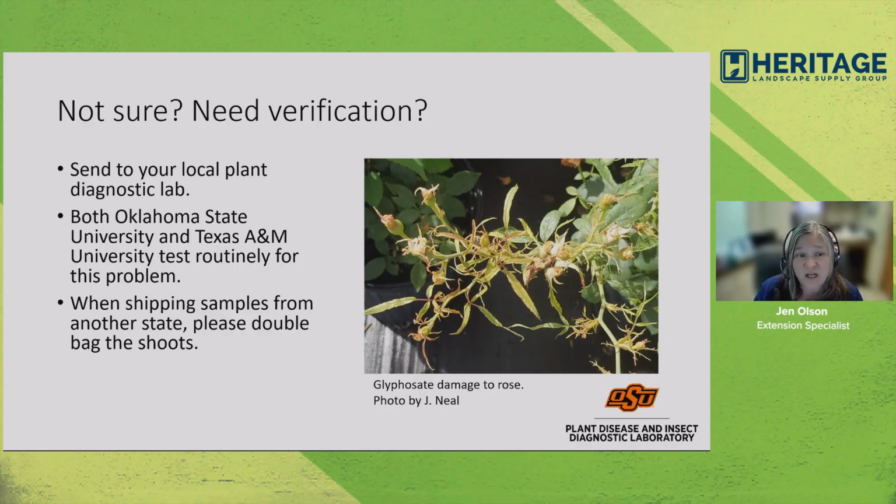Here in Oklahoma, I would say about 20% of the submissions to our diagnostic lab come from out of state. And many times it's being submitted for rose rosette virus testing. Texas A&M also offers this as a service. We're happy to test it for you. We can tell you whether or not the virus is present. We don't test for herbicides. Our only request is that if you're shipping across state lines, to double bag the sample.